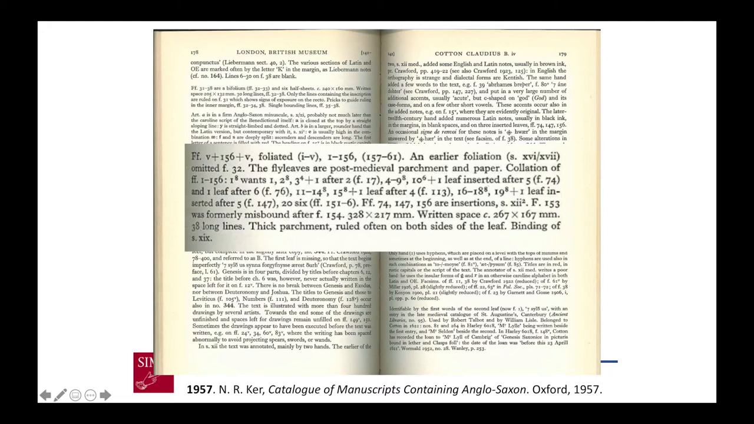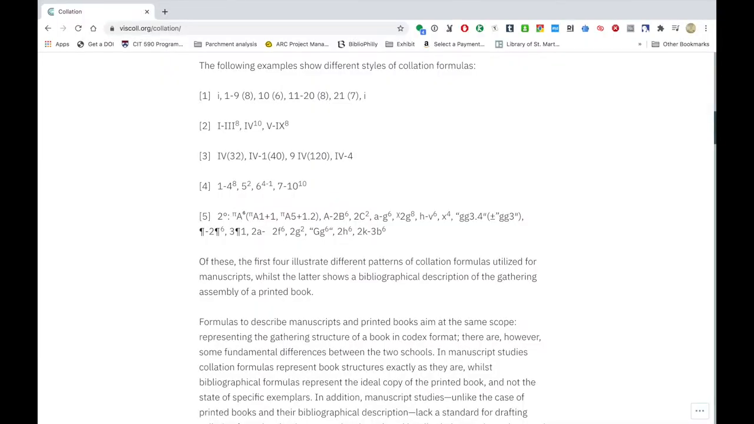And this is how you read a collation formula, if you don't know. Basically, there isn't a standard for collation formulas, however. So this is the way that Neil Ker writes his formulas. Somebody else might write it in a different way. We came up with another way for Bibliotheca Philadelphiensis. So this is one of the complications of working in the system.